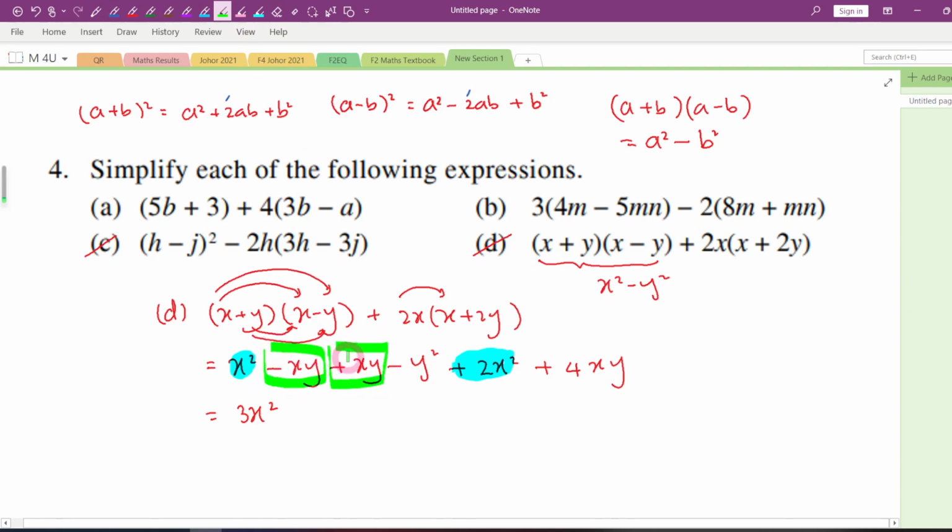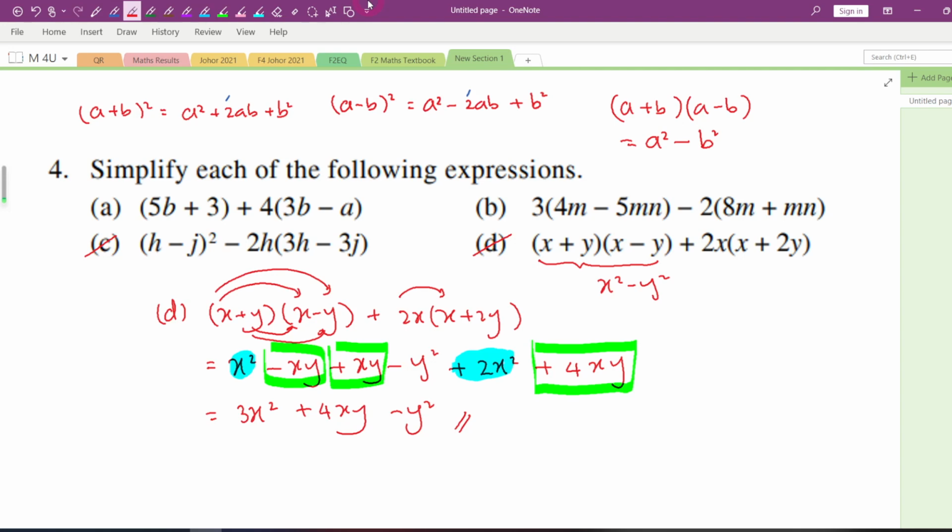These two actually cancel out, so this will become 0, and you have another 4xy over here, so this is plus 4xy. So this one we don't have to do anything, we just copy minus y squared. Okay, let me show you.